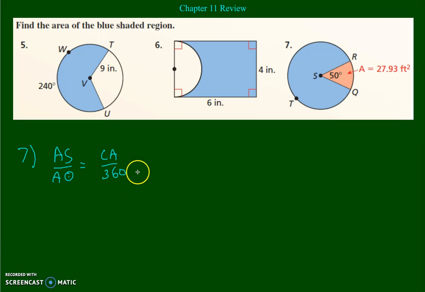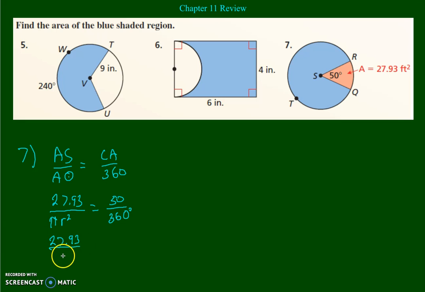Now, they give us the central angle and they give us the area of the sector. 27.93, the area of the sector, is to the area of the circle. The area of a circle is pi r squared. The central angle is 50 degrees, and we have 360 as the number of degrees in a circle. Now we need to solve for r. So I need to get rid of everything else on one side and solve for r on the other. So I'm going to go ahead and just multiply by r squared.